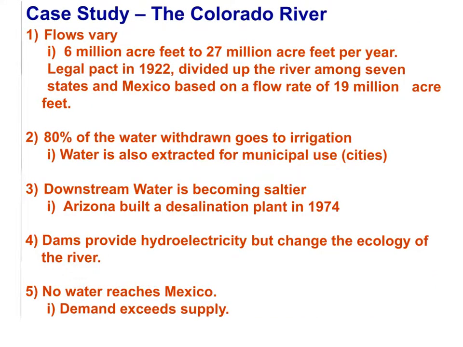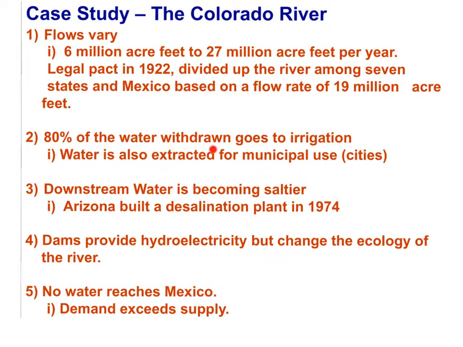So as we bring this movie to a close, I've just presented a case study of the Colorado River. Mexico is by law to receive between 6 and 8% of the river's flow, but receives almost nothing. This can give rise to international conflict. The flows along the Colorado vary from 6 million acre-feet per year to 27 million acre-feet per year. There was a legal pact in 1922 that divided up the river among 7 states and Mexico based on an assumed flow of 19 million acre-feet per year.